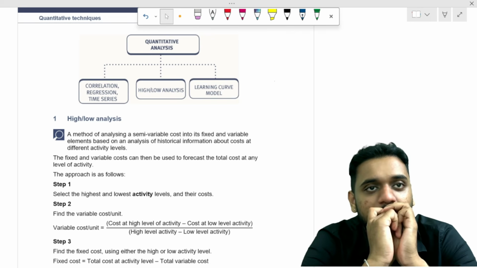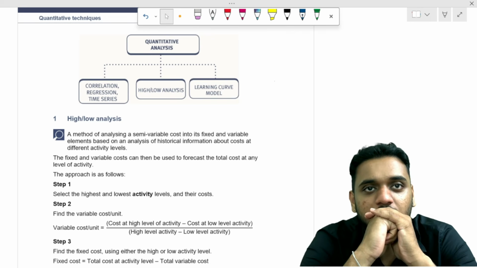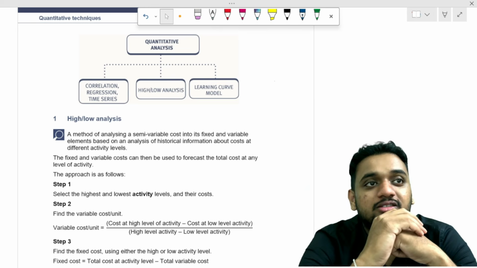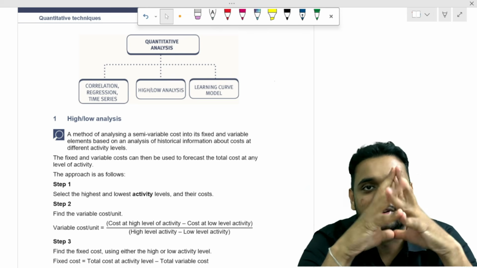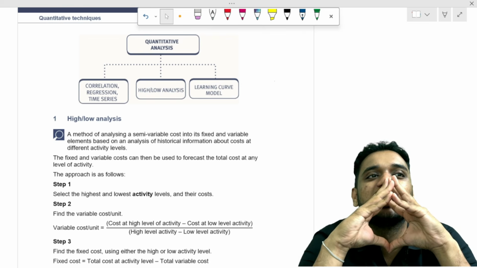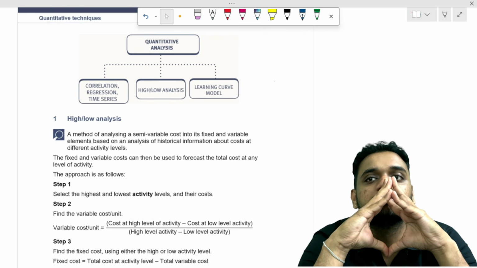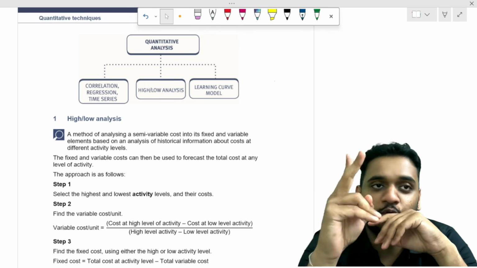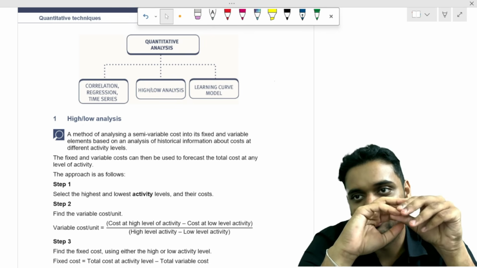I'll make it easier. If I produce 1 unit, my cost is 30. If I produce 2 units, my cost is 40. What is my fixed cost?